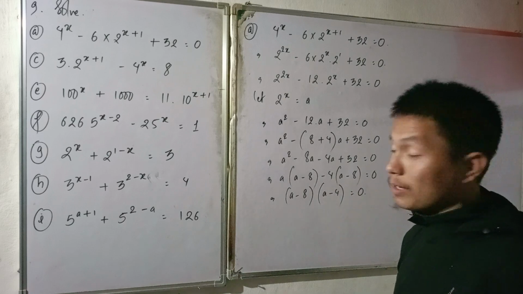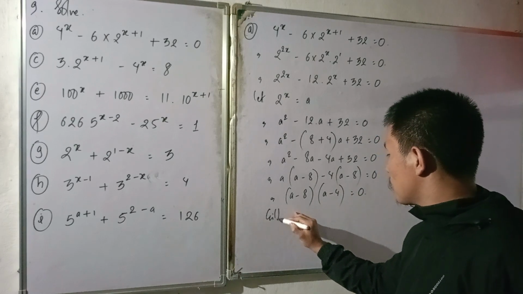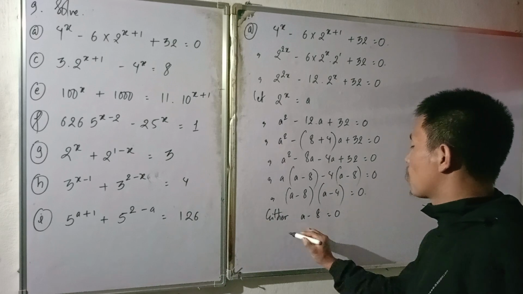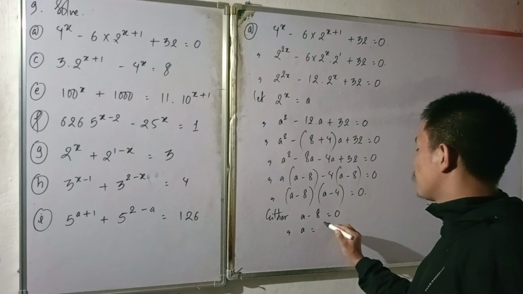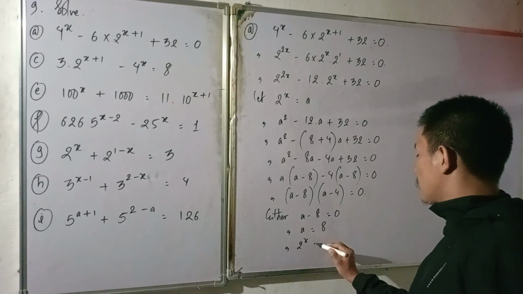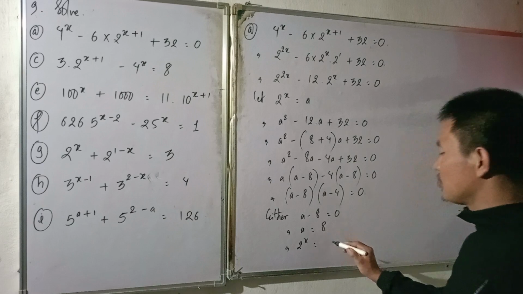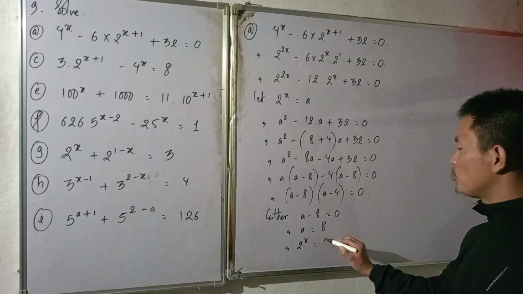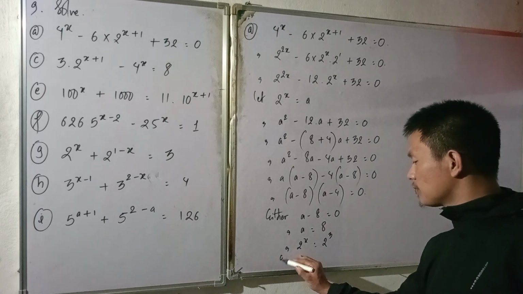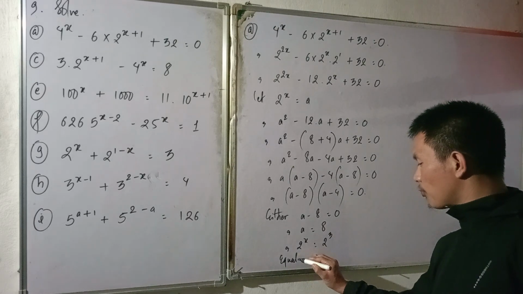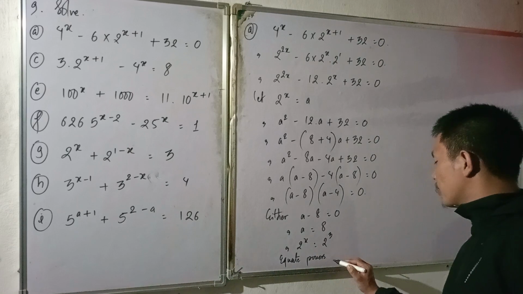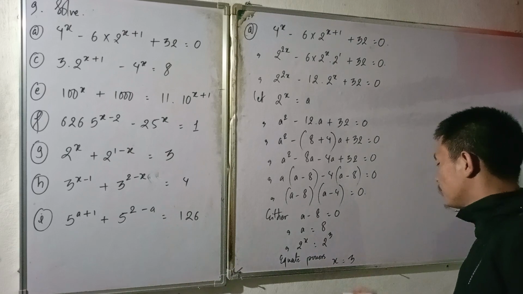Now you do either a minus 8 equals 0, or a equals 8. Now replace back the value of a by 2 power x, and try to bring this into a power of 2. 8 will be 2 power 3. Now having the same base, equate powers, and you will get the value x equals 3.